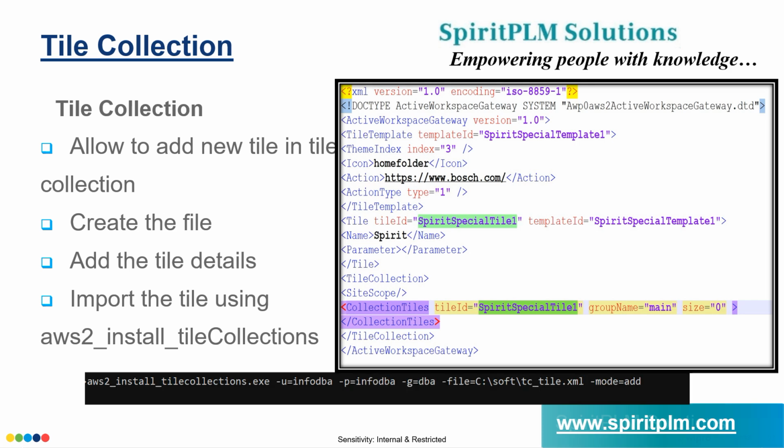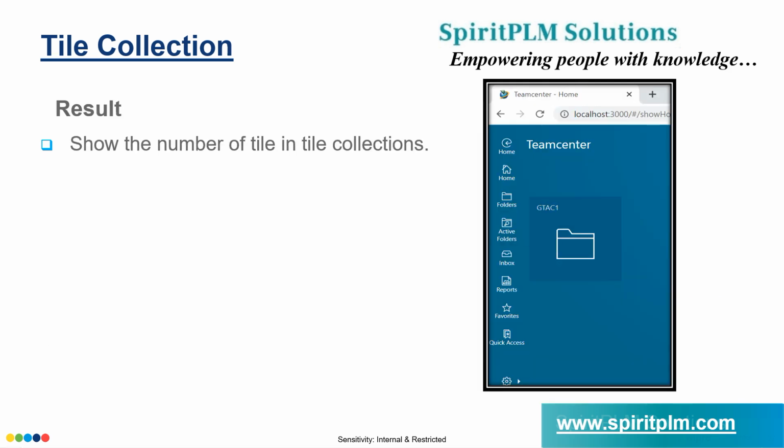Okay, so while running this utility, you need to pass parameters like user ID, password, group, and file equal to file path, and mode equal to a particular mode, let's say add. According to this, you can update, or you can add your custom tile to the new workspace. Okay. Then using this, it will show the number of tile collections you can add, and it will load there.